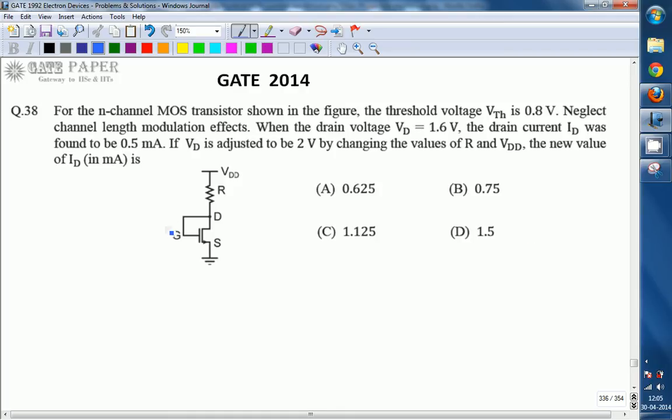N-channel transistor was given, and if you are observing, the gate terminal and drain terminal are going to be shorted. So gate and drain are shorted, that implies it will always be in the saturation region.